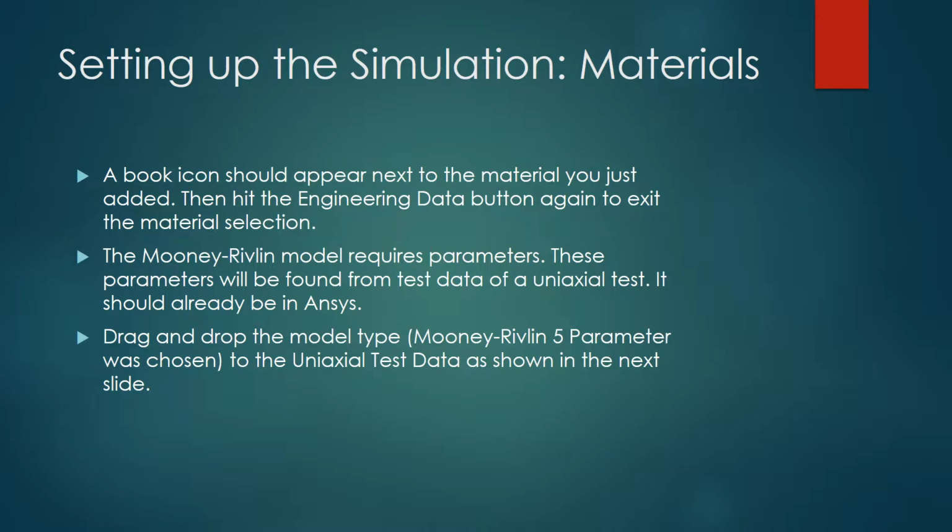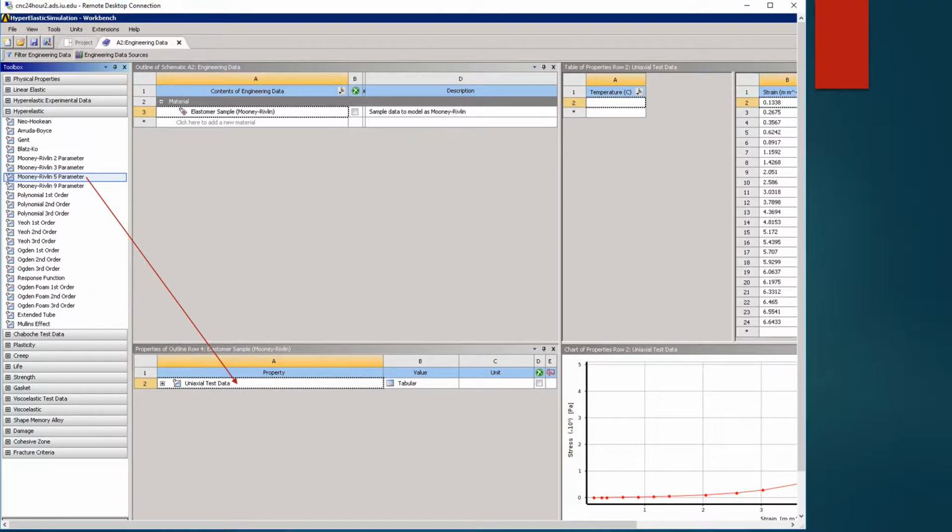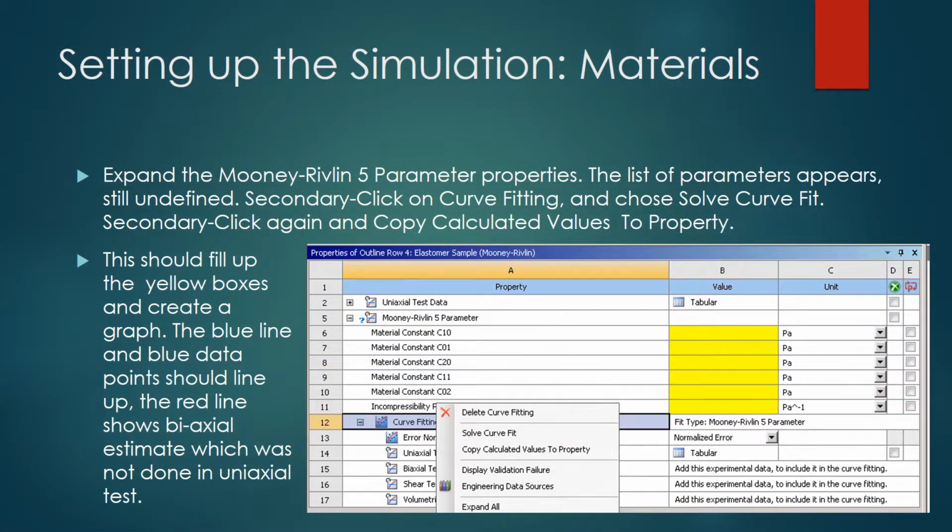We can find some test data for the uniaxial test. You can drag and drop the test data into the model type. As seen here, you drag Mooney-Rivlin 5-parameter onto uniaxial test data. You'll have to expand the Mooney-Rivlin 5-parameter, go to curve fitting, solve curve fit, copy calculated values to property. This will fill in all your yellow boxes with the equation values, your C values.